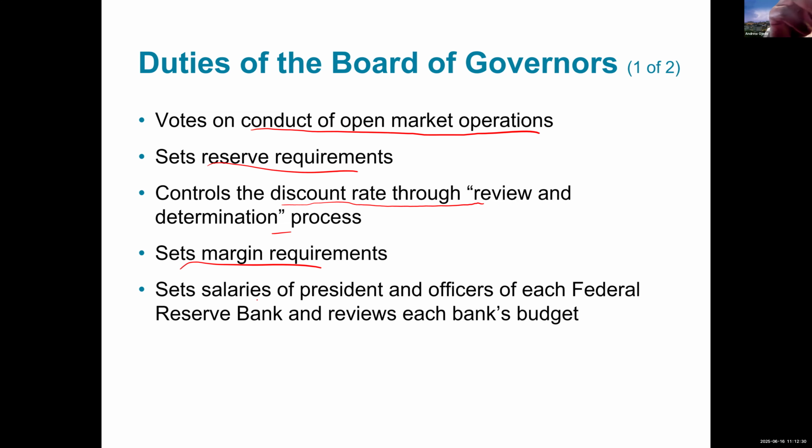And then they also set the salaries of the president and officers of each Federal Reserve Bank and review each bank's budget. So the Board of Governors are going to set the salaries of the board of directors at the district branch and the salary of the president of each district branch. There are 12 district branches, remember. Their salaries are determined by the Board of Governors. And then they also must approve the operational budget for each district branch.